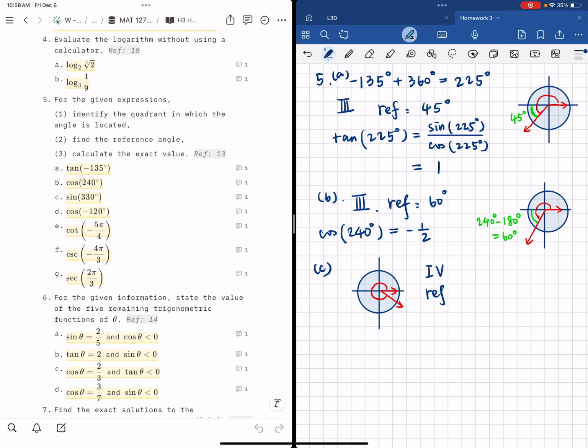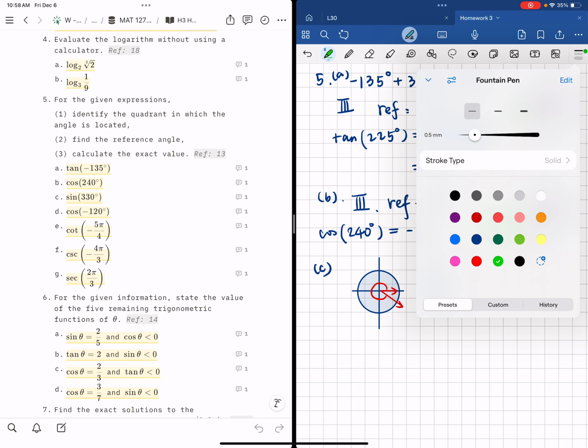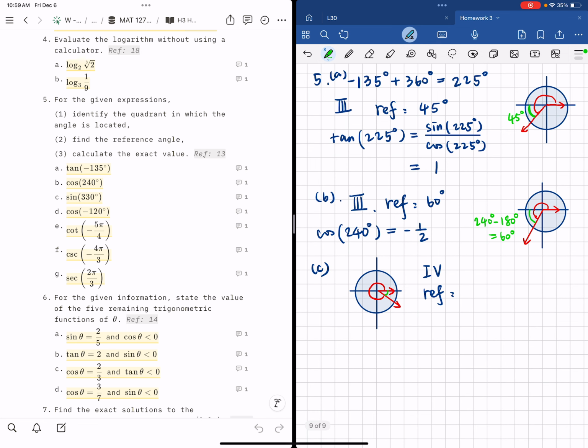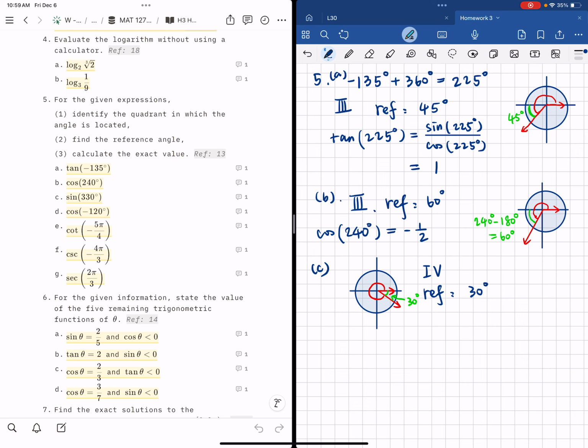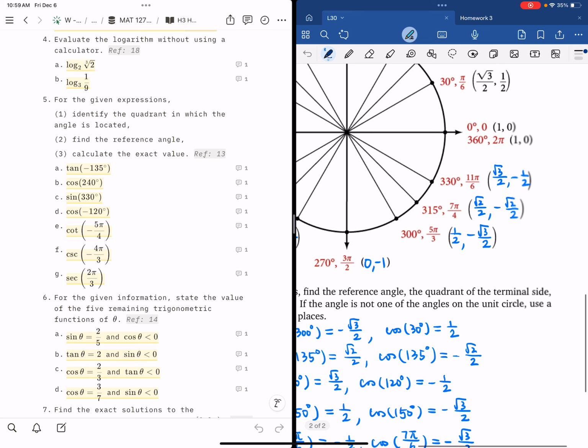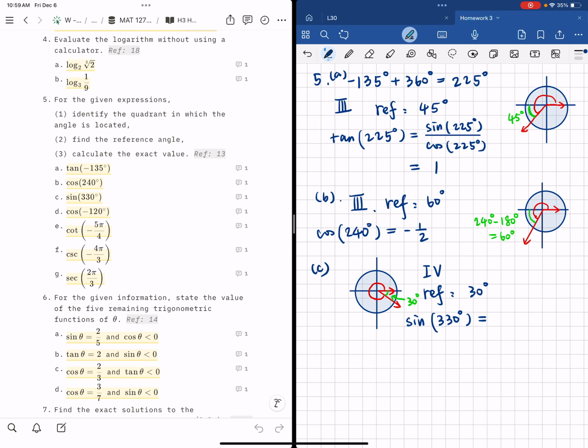And then the reference angle will be, let's use green, this part right here. So what you can do is 330 and 360, that's only a 30-degree difference. And that's actually what the angle measure right here is, 30 degrees. And then for the actual exact value, you could use the unit circle, sine of 330. It's right here, 330. We're looking at sine, so it's the y coordinate. It's also negative 1/2.